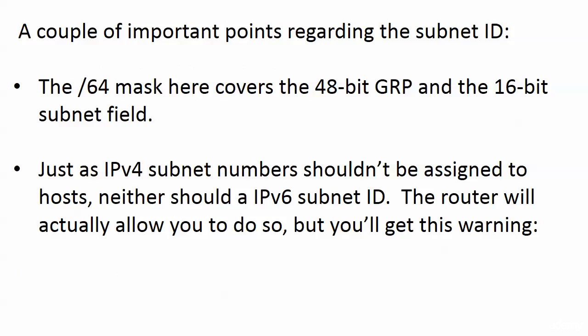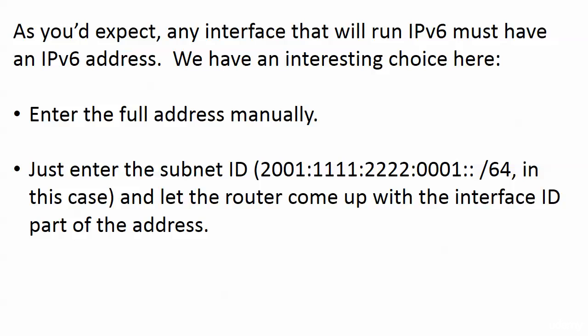By the way, just as IP version 4 subnet numbers should not be assigned to hosts, neither should an IP version 6 subnet ID. The router will allow you to do so, but you're going to get a warning, and I'm going to show you that when we go live. I didn't want to just show you on the board. I'll show you live. You don't put the actual subnet number on a host with IP version 4, and you don't do it with IP version 6 either. You get a really odd message, but we will see that live, I promise you.